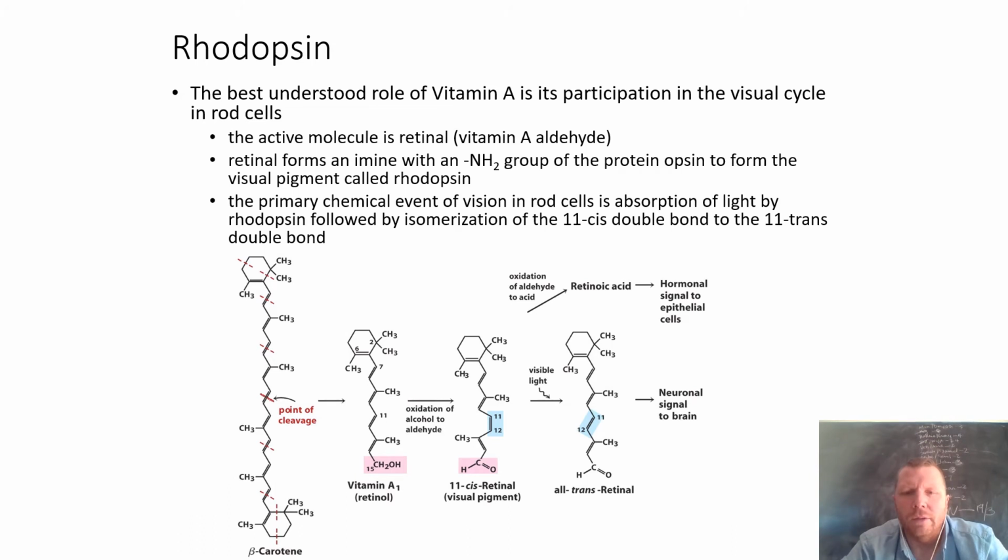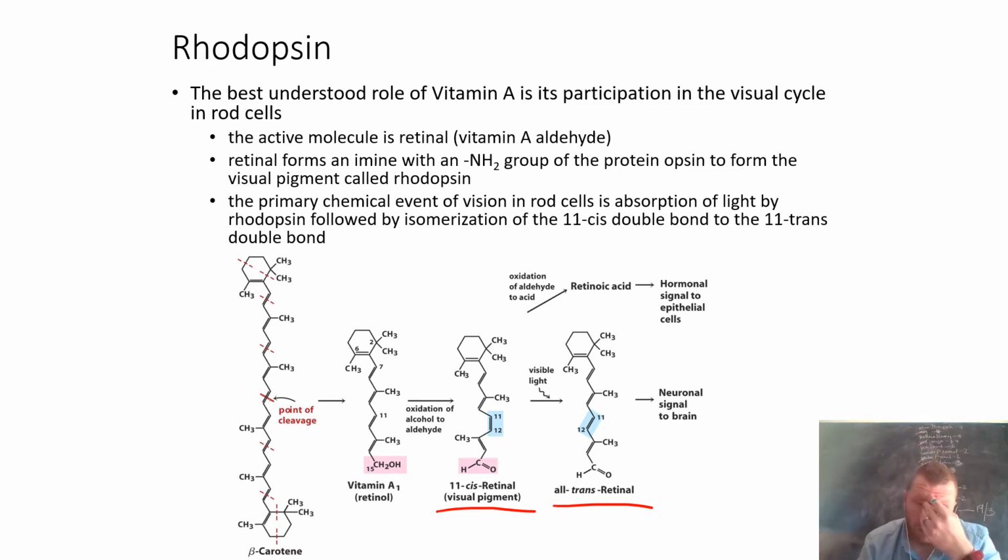So vitamin A is of particular value to human beings. Best understood role of it is its participation in the visual cycle in rod cells. The active form of it is vitamin A aldehyde, and you actually have two of those aldehydes, the cis and the trans form. Retinal is the form of that. So retinal forms an imine with an NH2 group on the protein opsin to form the visual pigment called rhodopsin. The primary chemical event of vision in rod cells is absorption of light by rhodopsin, followed by an isomerization of the 11-cis double bond to the 11-trans double bond.